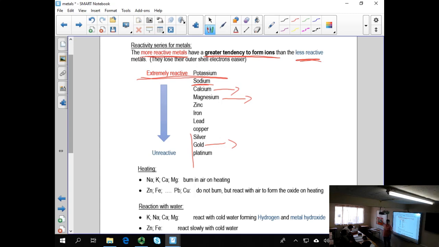No, not solid gold. It's mined as an ore, which is a compound containing gold. So it's not impossible for these metals to react. It's just they don't really like to react.